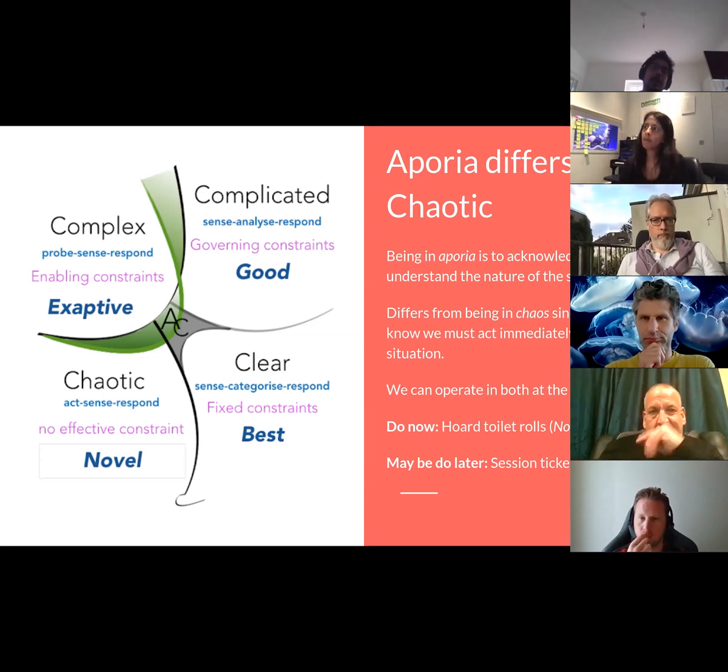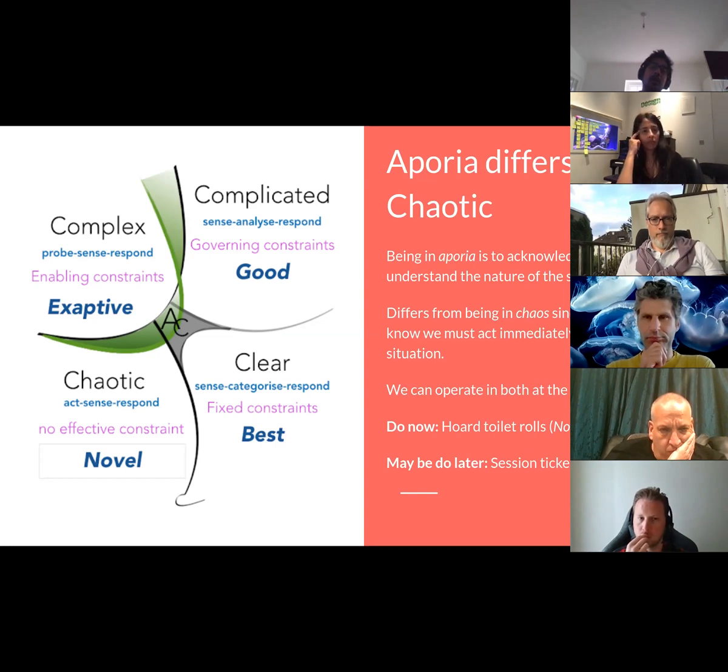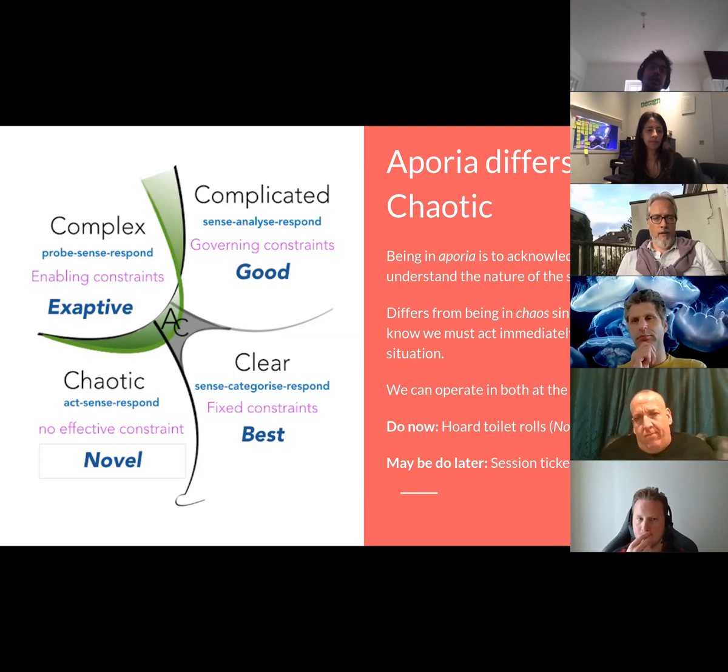Yeah, I hear you. At least in the framework, it doesn't suggest how to operate in this space. Whereas, if I'm understanding you, in the complex domain there is a suggestion of the practice of how to operate, or the decision model: probe, sense, respond. Whereas in aporia there isn't, and perhaps the thinking hasn't developed far enough yet.